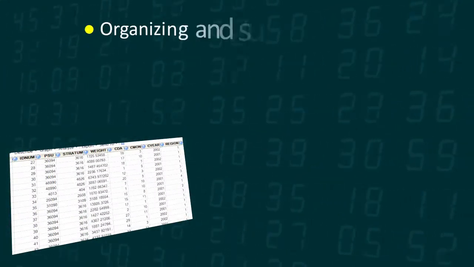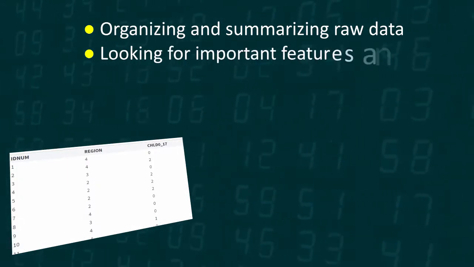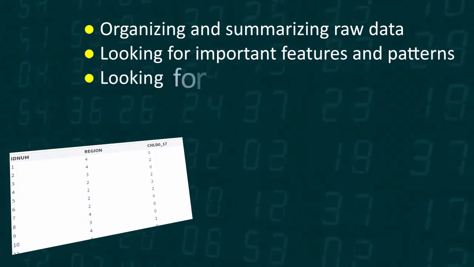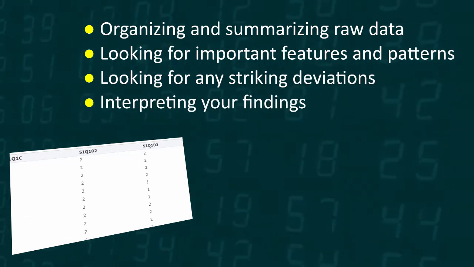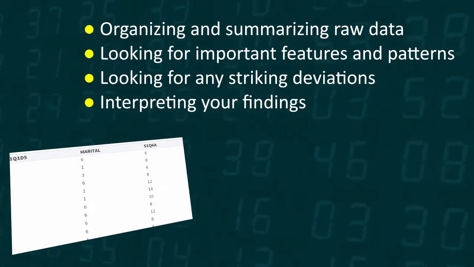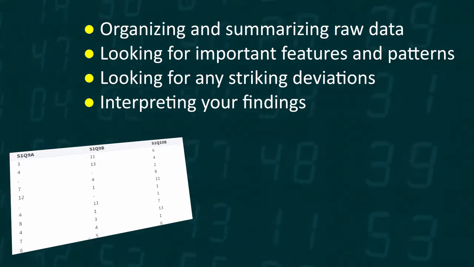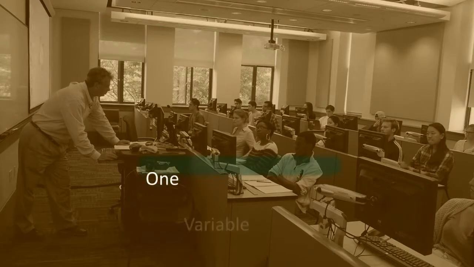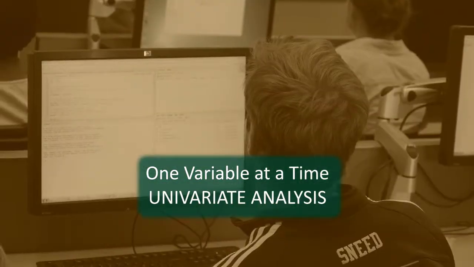Basically, exploratory data analysis consists of organizing and summarizing raw data, looking for important features and patterns in the data, looking for any striking deviations from those patterns, and interpreting your findings in the context of the problem or research question. We begin exploratory data analysis by looking at one variable at a time, also called univariate analysis.